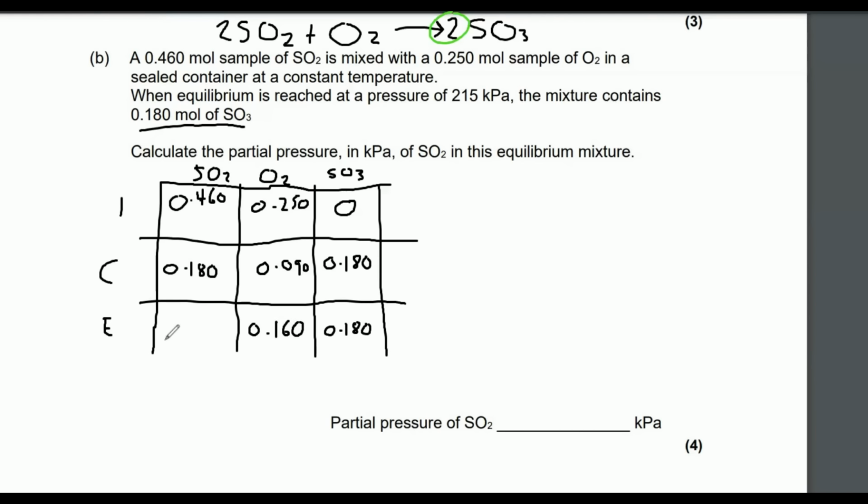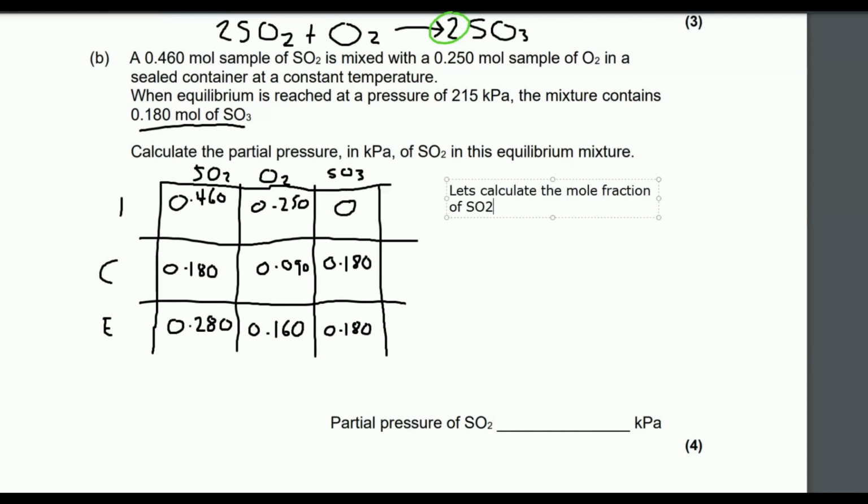So now we just need to take the initial moles, take away the change, and get our equilibrium moles. So 0.460 minus 0.180 equals 0.280. 0.250 minus 0.09 equals 0.160. And then we were told that we had 0.180 of sulfur trioxide.